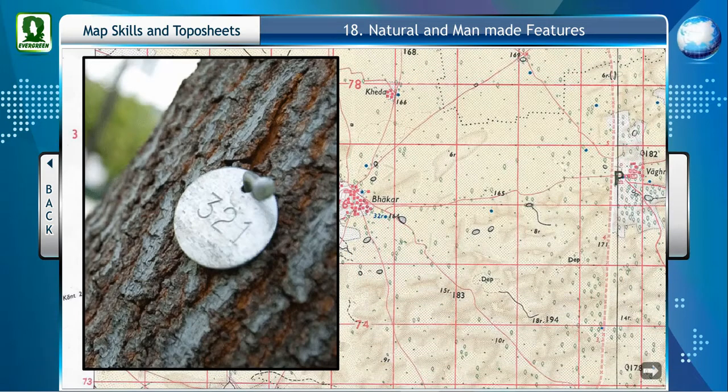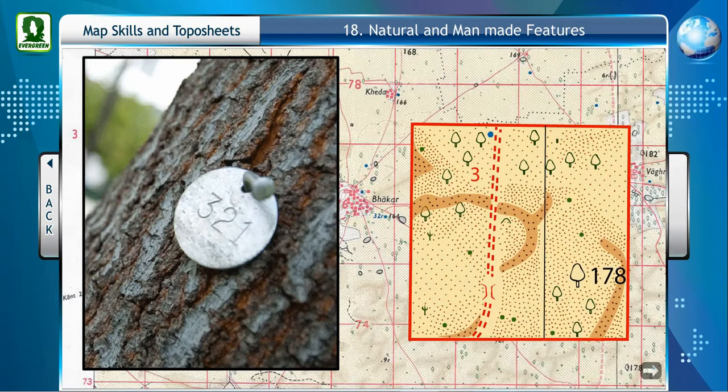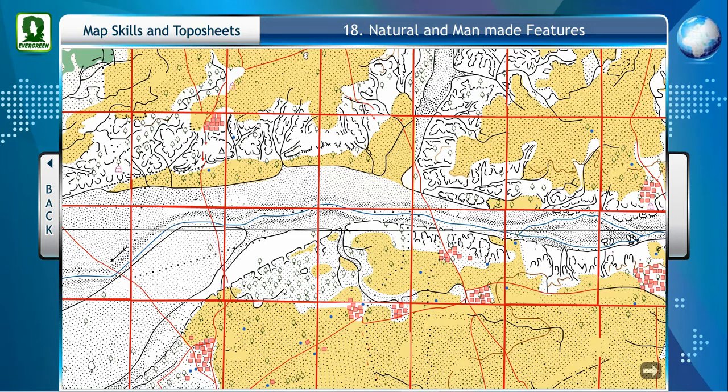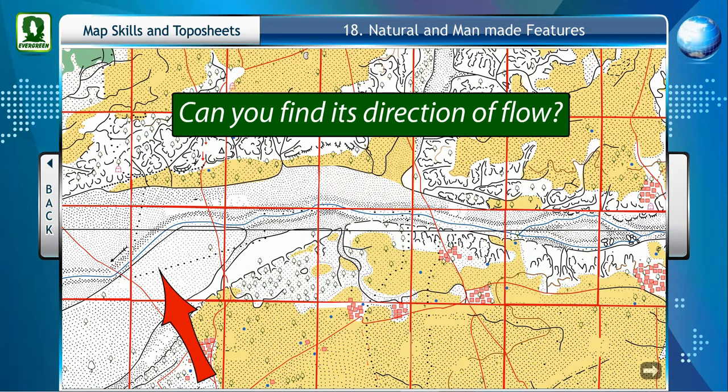Can you see a tree drawn near figure 178 at grid 8473? This is a prominent surveyed tree. Now locate River Banas on the topo sheet and follow its path. Can you find its direction of flow?